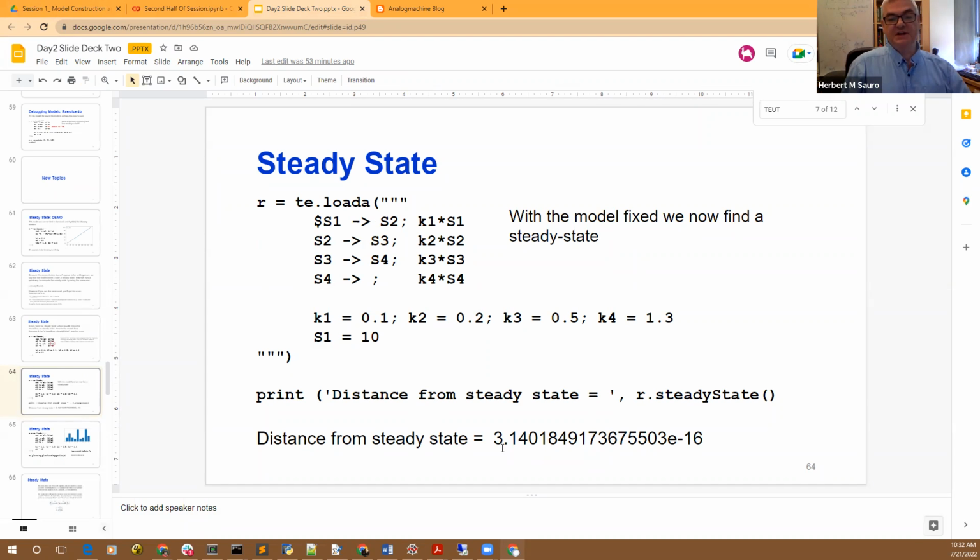So this slide here just tells you that the value that comes back from steady state is basically the distance from the steady state. So you can do a double check to make sure it looks okay, just by printing the value out.